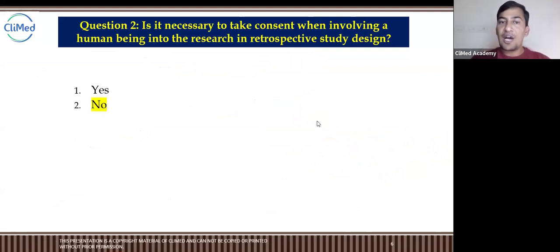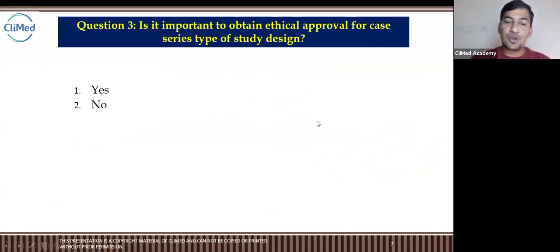Okay, now the next question to all of you: is it important to obtain ethical approval for a case series type of study design? Again, a typical question for all of you, but you have to tell me. Yes, guys, answer. Is it important to obtain ethical approval for a case series type of study design?